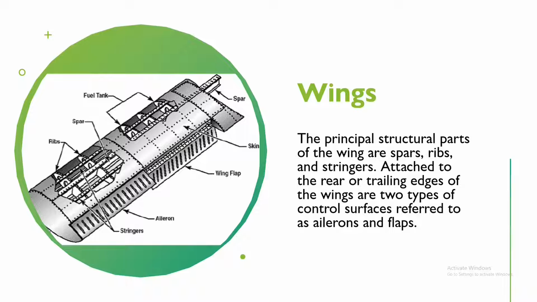Attached to the rear or trailing edges of the wings are two types of control surfaces referred to as ailerons and flaps. Ailerons extend from about the midpoint of each wing outward toward the tip and move in opposite directions to create aerodynamic forces that cause the airplane to roll. Flaps extend outward from the fuselage to near the midpoint of each wing. The flaps are normally flush with the wing surface during cruising flight. When extended, the flaps move simultaneously downward to increase the lifting force of the wing for takeoffs and landings.